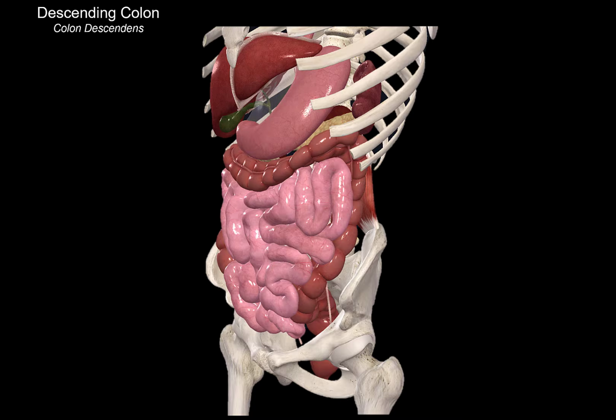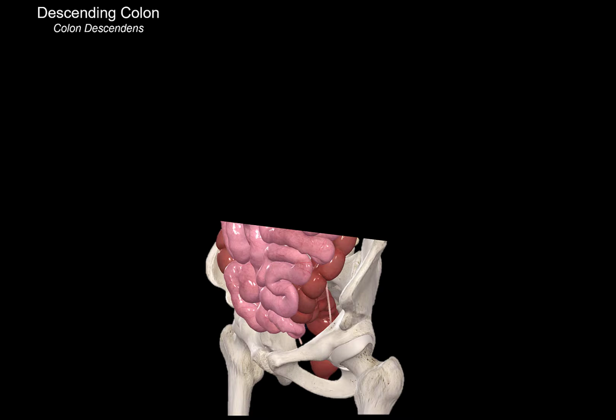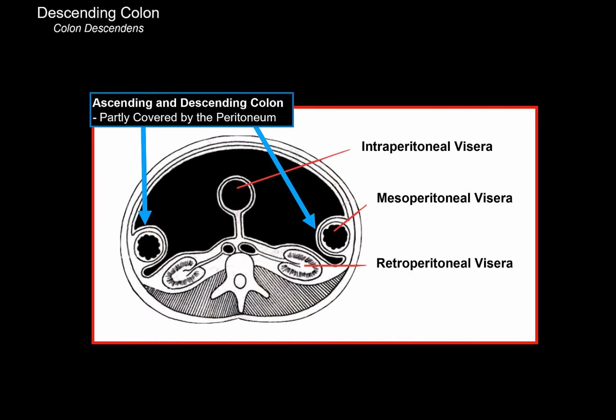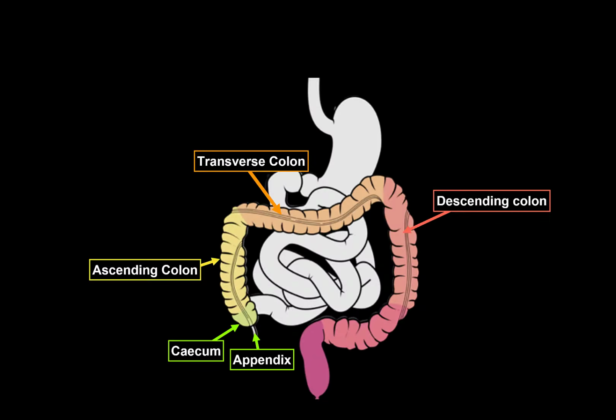And I'll try to visualize that for you. So if we make a transverse cut and look at it from this view, you will see this picture right here. We call the ascending and the descending colon the mesoperitoneal viscera. And they're mesoperitoneal because they're partially covered by the peritoneum, as you see here. It's only covered by the peritoneum from 3 different sides, in contrast to things like the transverse colon and the rest of the small intestine, which are entirely surrounded by the peritoneum, and we call those the intraperitoneal viscera. I'll talk more about these in detail when we talk about the peritoneum, but for now, keep in mind that the ascending and the descending colon are only partially covered by the peritoneum. So that is the descending colon.